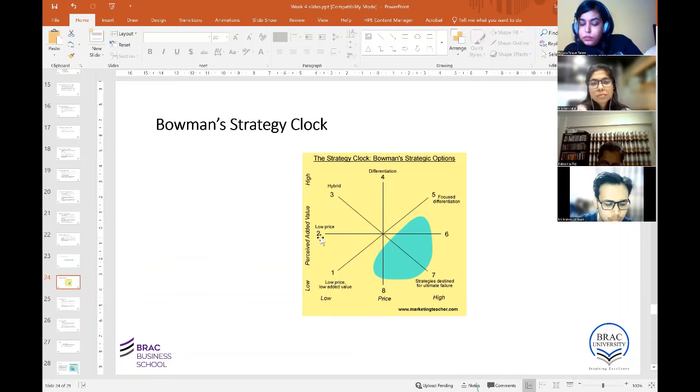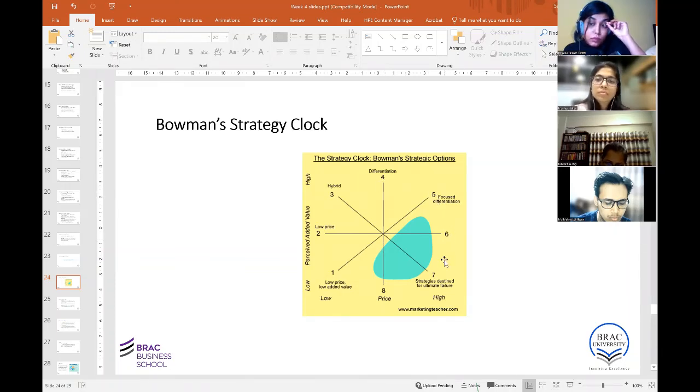Then comes number 2, where your perceived value is at the middle. Your price is between low to high. So here the price is medium and the perceived added value is medium. Then you have your hybrid mix where your price is high, but your quality could be low. Then comes your differentiation. Then comes focus differentiation.